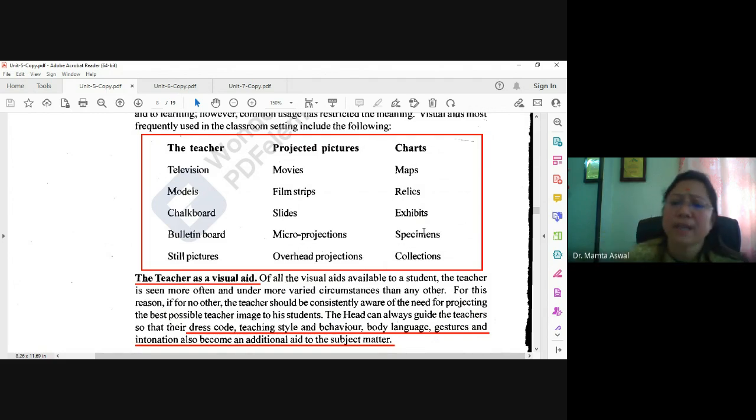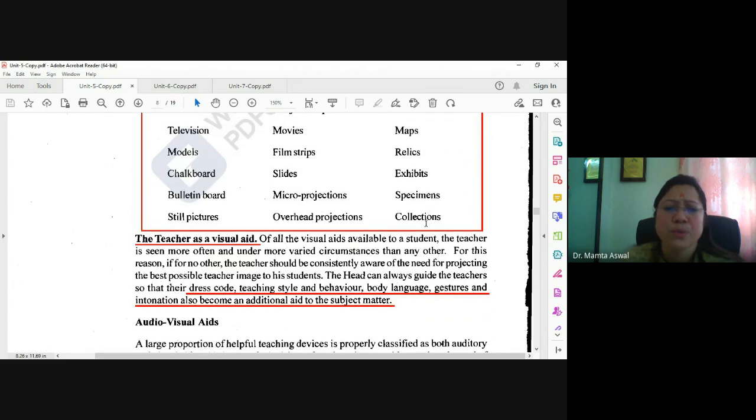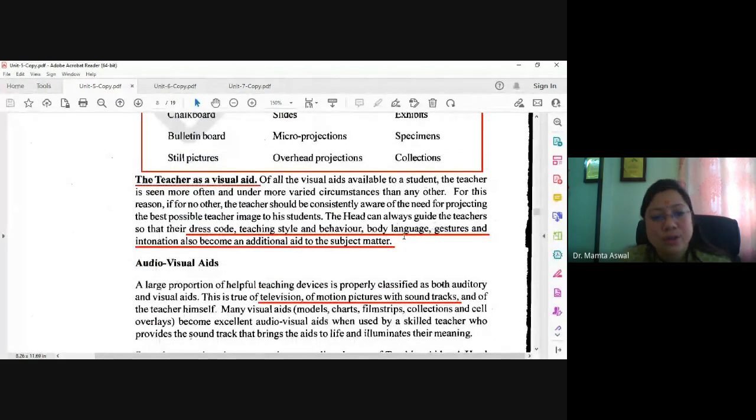In the biology lab, you would have seen some specimens kept inside jars, right? Those can also be shown to the students. So the teacher also is considered a visual aid. How come the teacher is considered a visual aid?